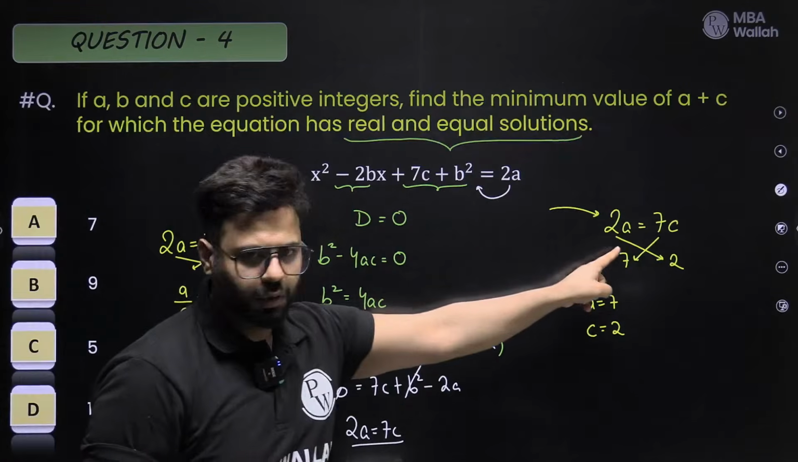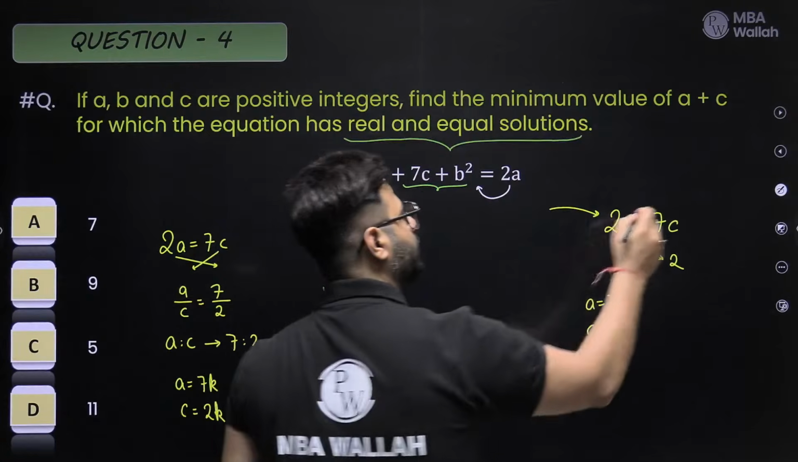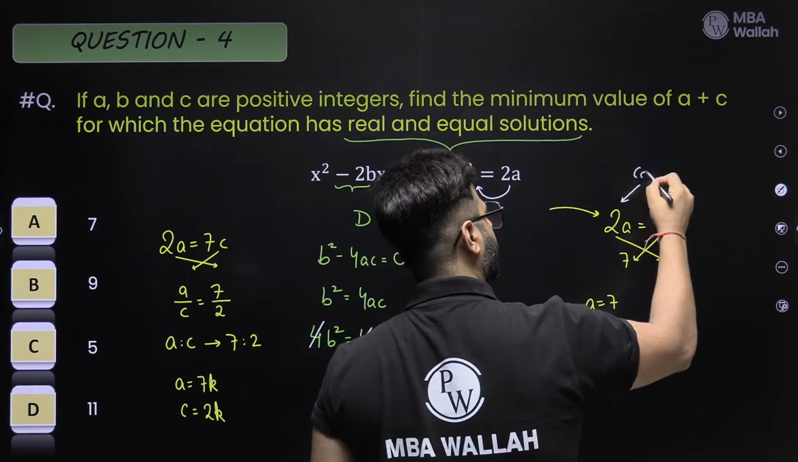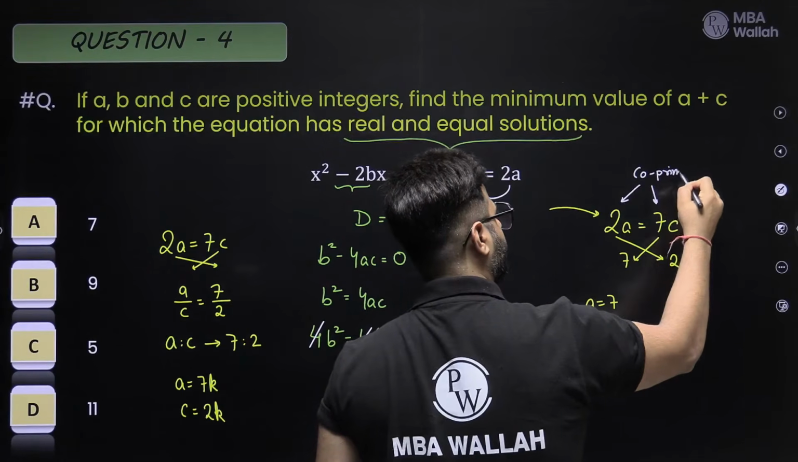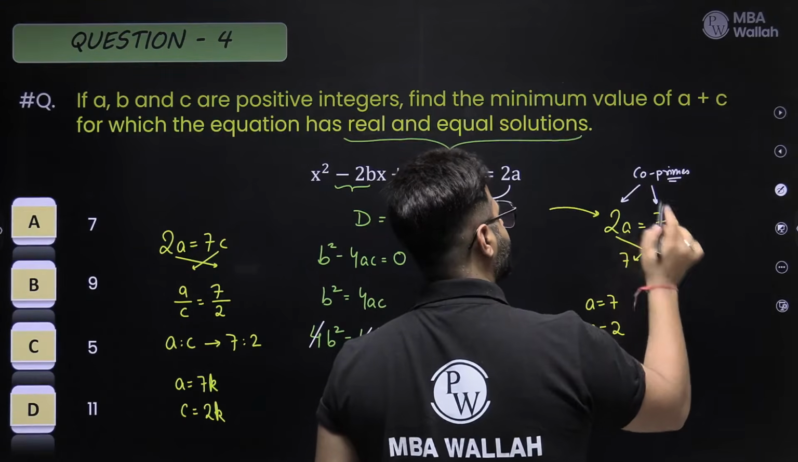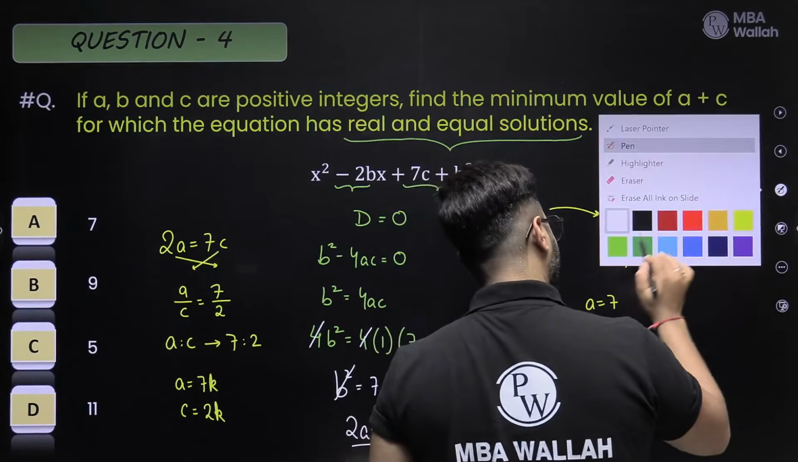But make sure you apply that only when these two are co-primes, right? It only works when these two are co-primes. That means they cannot be further cancelled. Most simplified condition, and A and C are integers. This will be very, very handy later on also.